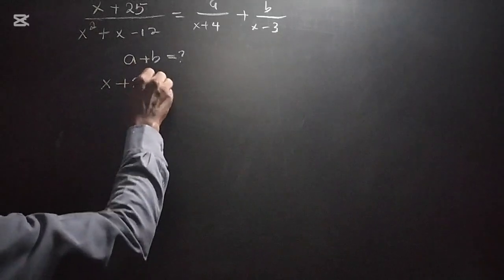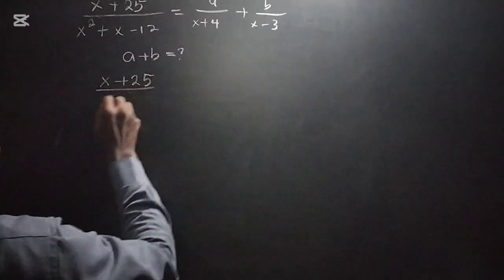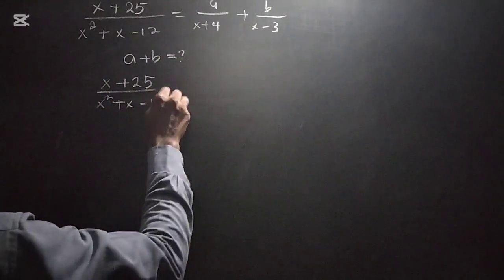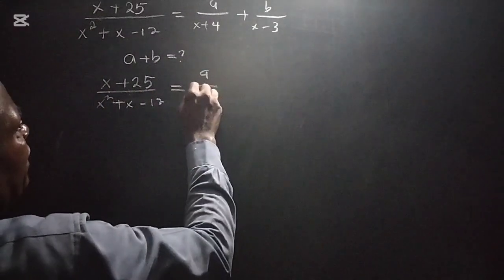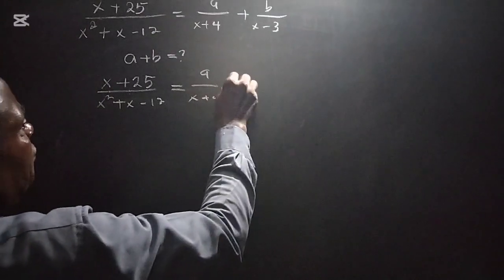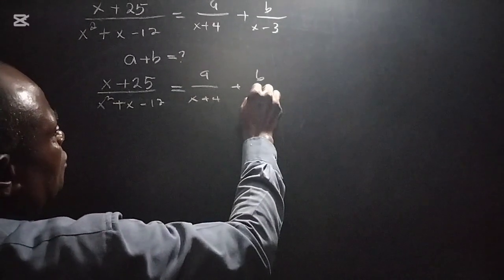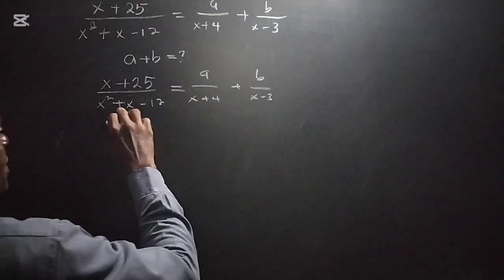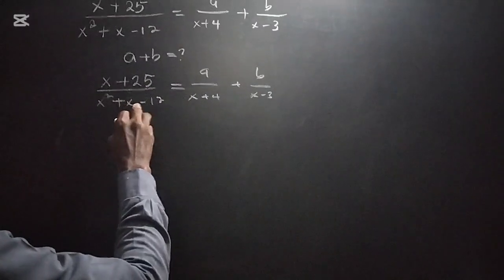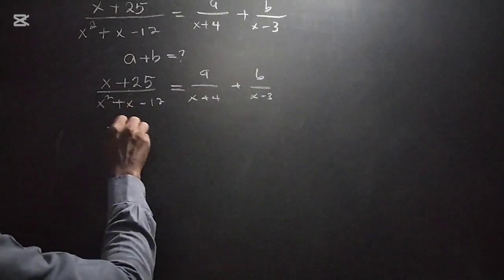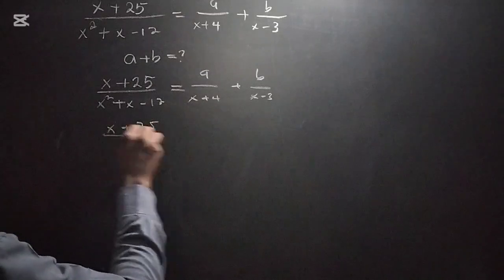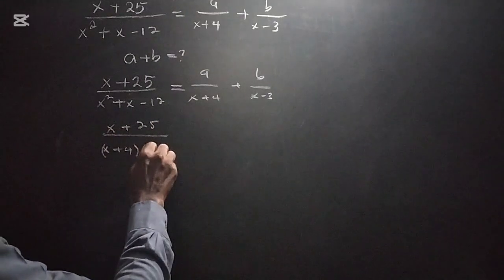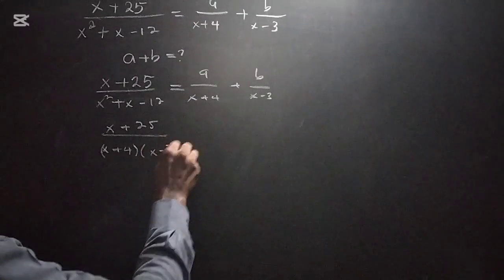x plus 25 all divided by x squared plus x minus 12 equals a over x plus 4 plus b over x minus 3. So if we factorize this expression, x squared plus x minus 12, and the x plus 25 remains the same. Factorize this expression, you're going to have x plus 4 multiplied by x minus 3.